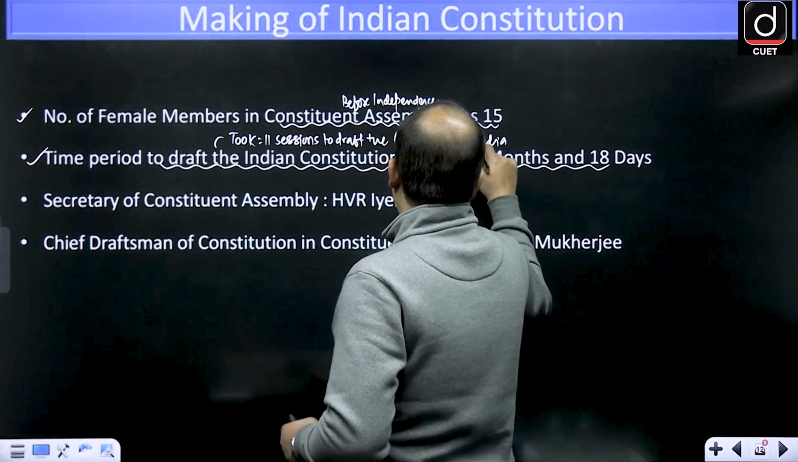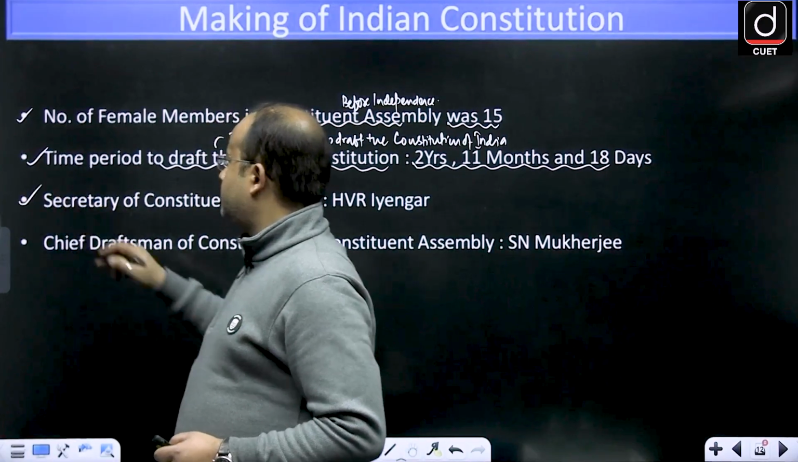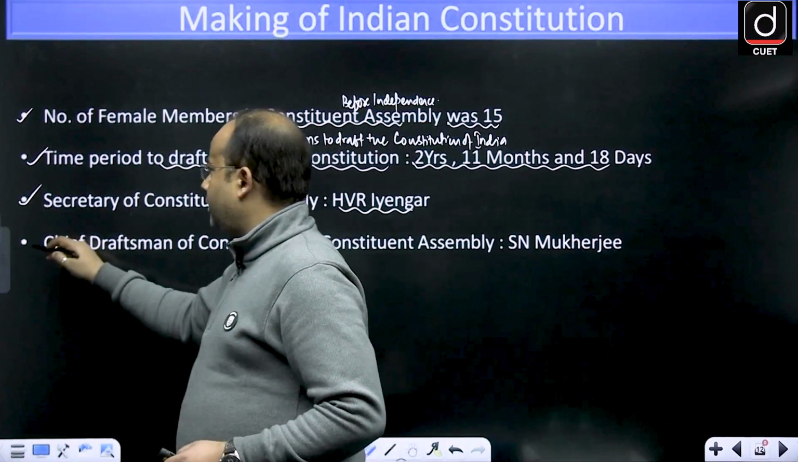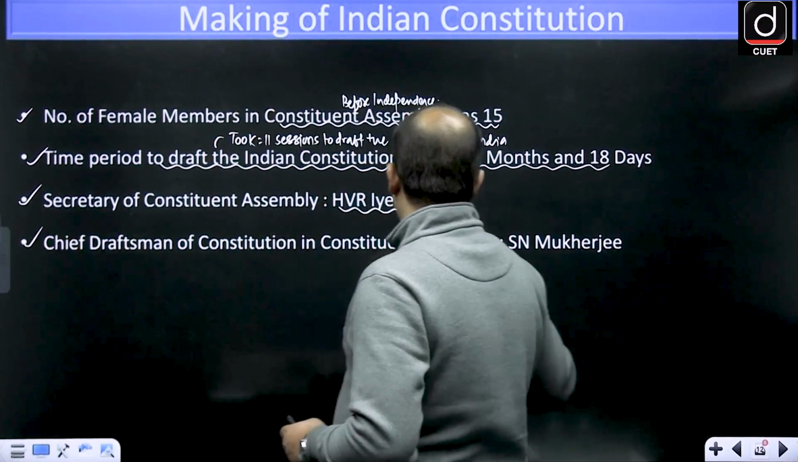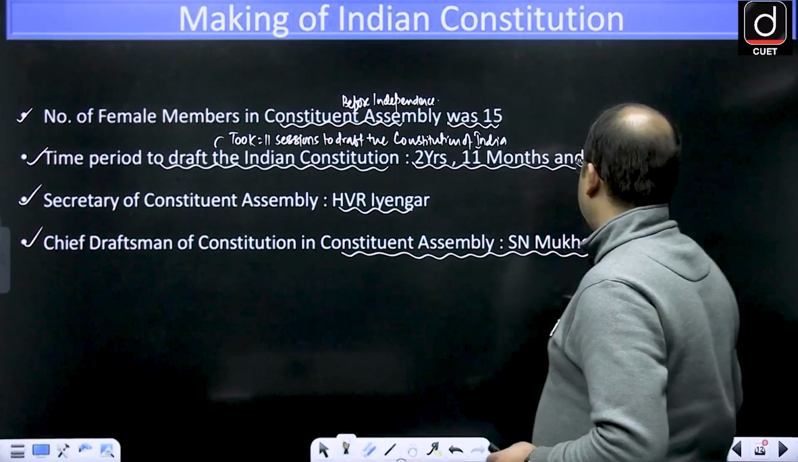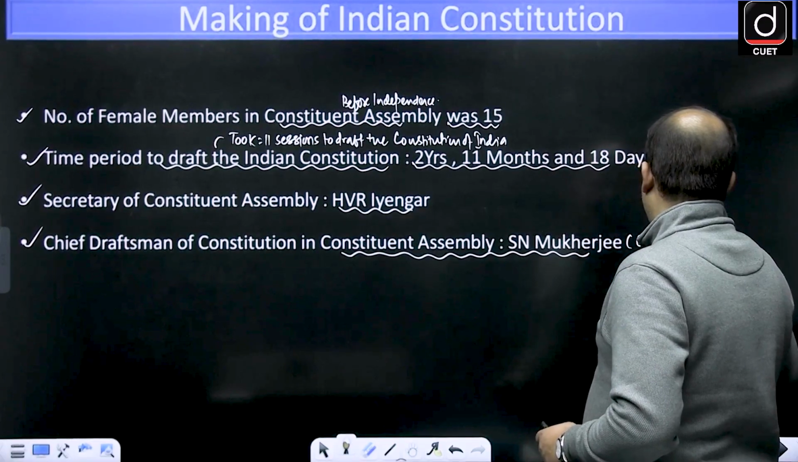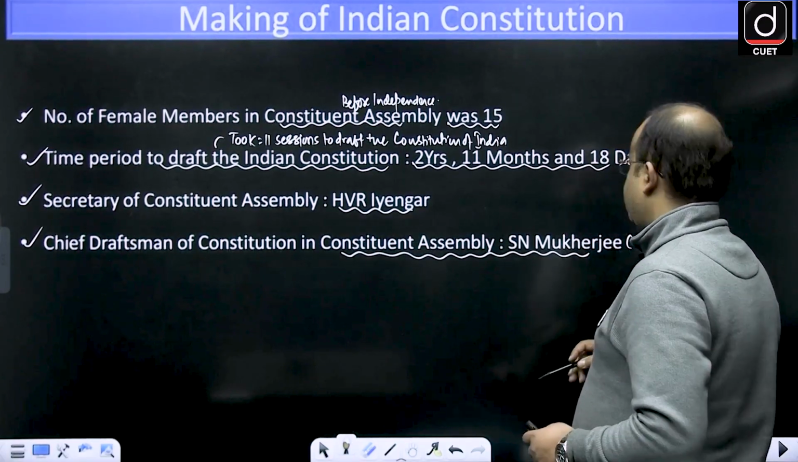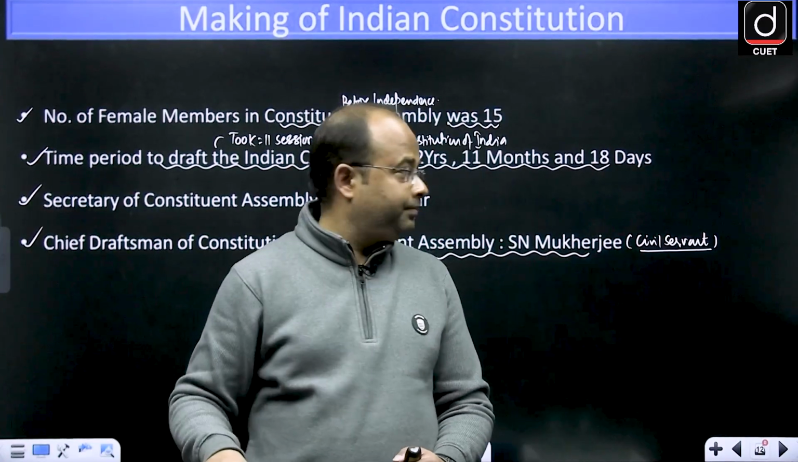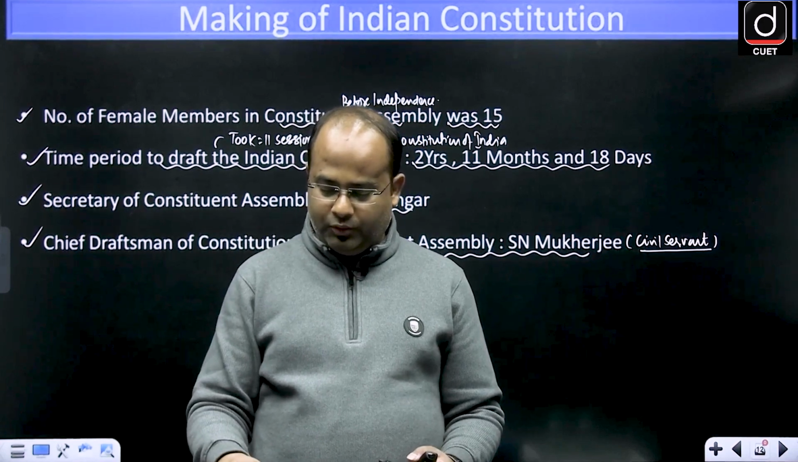It took 11 sessions to draft the Constitution of India, and the Secretary of the Constituent Assembly was H.V.R. Iyengar, and the chief draftsman of the Indian Constitution was S.N. Mukherjee, and he was also a civil servant. So the chief draftsman of the Constituent Assembly was also a civil servant, that was S.N. Mukherjee. So who were the civil servants?